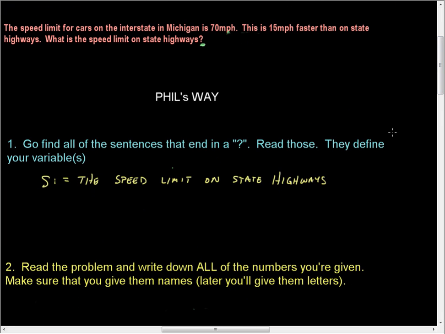Step two says read the problem and write down all of the numbers you're given. Make sure that you give them names. All right, so now, in this particular one, we have to be kind of careful because there are going to be some numbers here that aren't just numbers. They're actually a relationship. And so, the speed limit for cars on the interstate in Michigan is 70 miles per hour. Okay. So let's call the interstate speed limit 70 miles an hour.